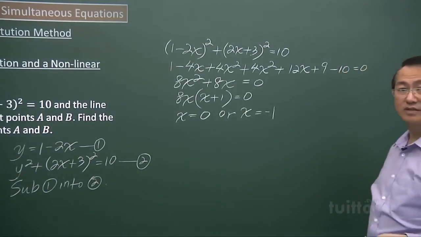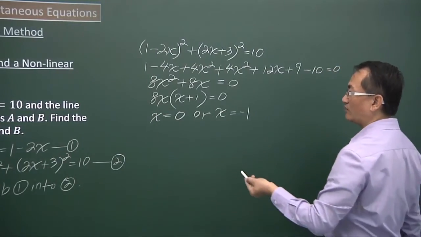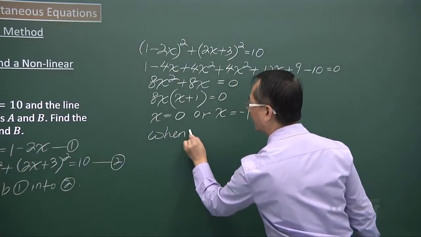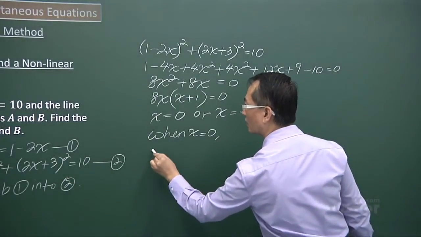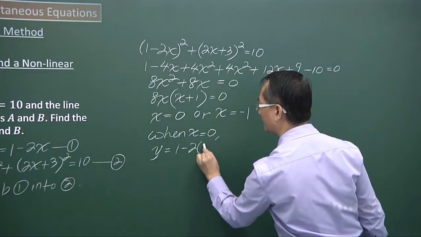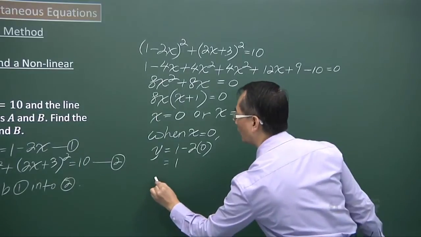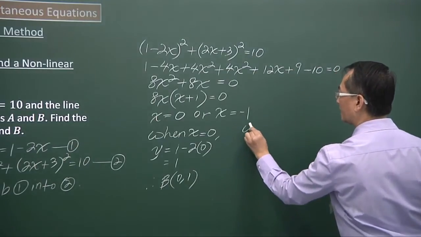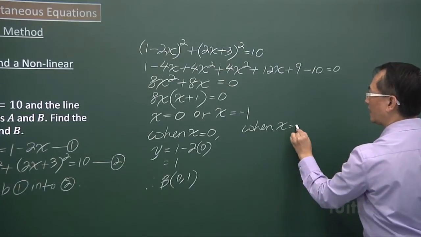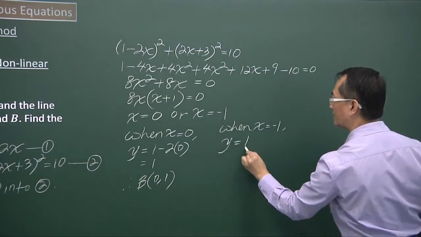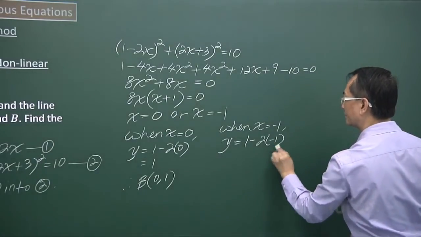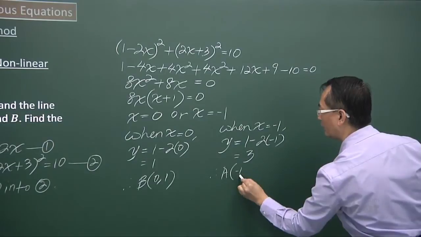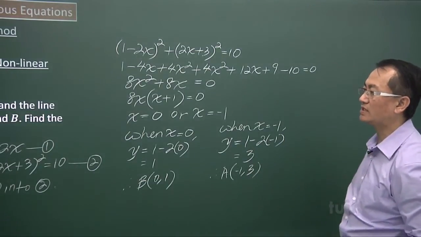Here, because I'm looking for the coordinates of the 2 points A and B, I will have to substitute x equal to 0 into the first equation. So when x equals to 0, y will become 1 minus 2 times 0, which is just 1, and that will be the B coordinate, 0, 1. Then next, I have x equals to negative 1. Put that result into the first equation. I will have 3. So point A is negative 1, comma 3. So this question is solved already.